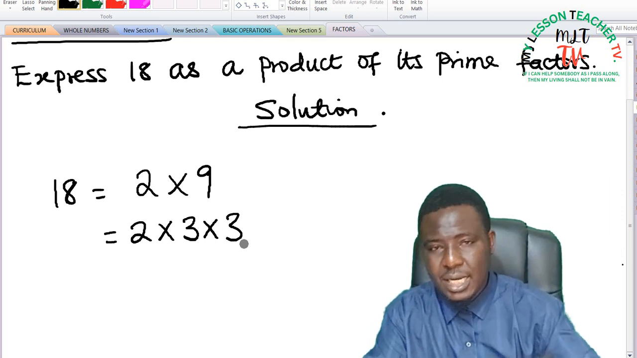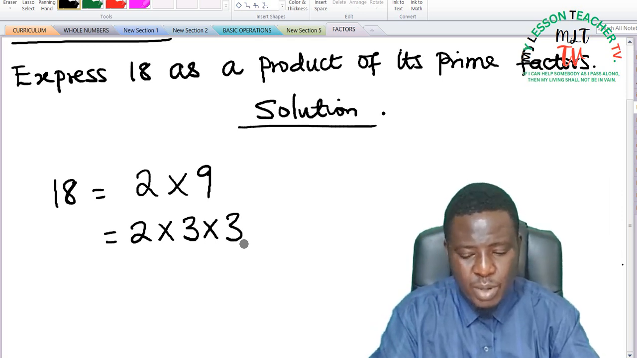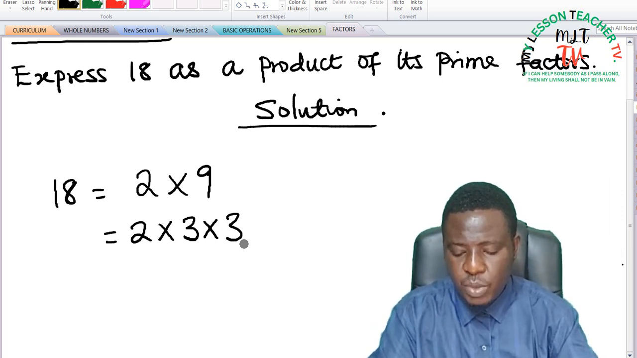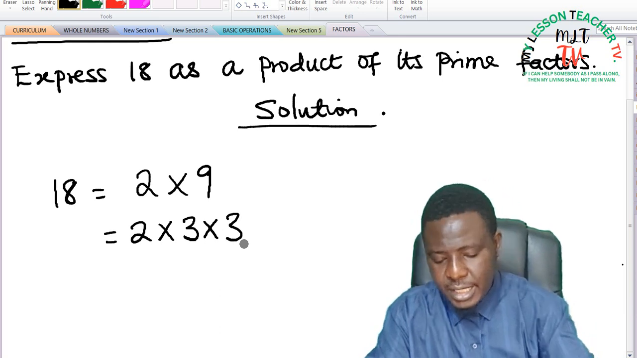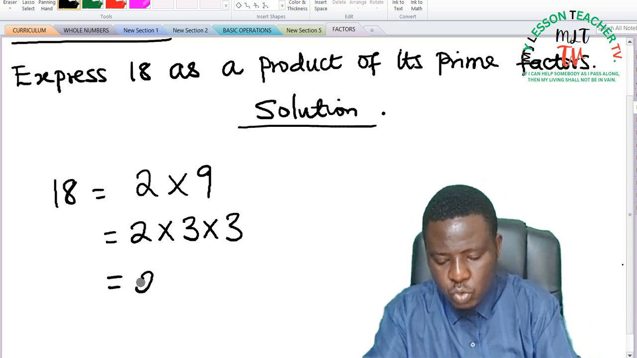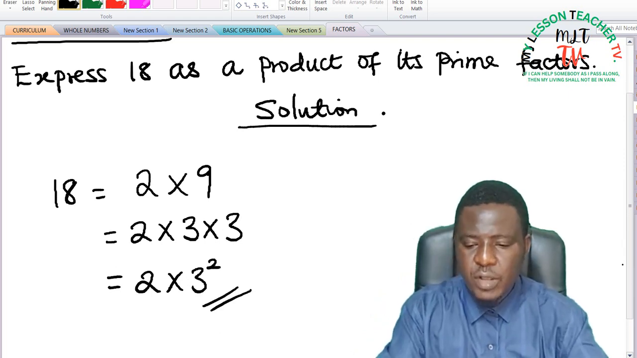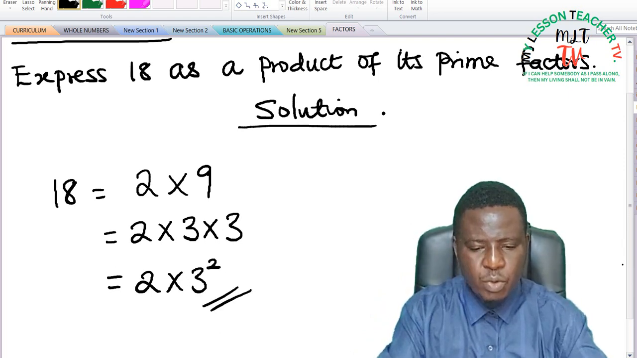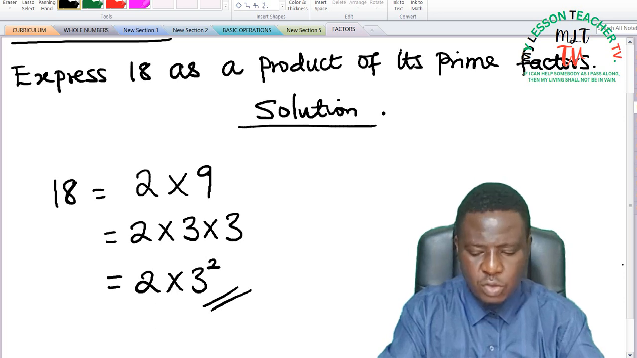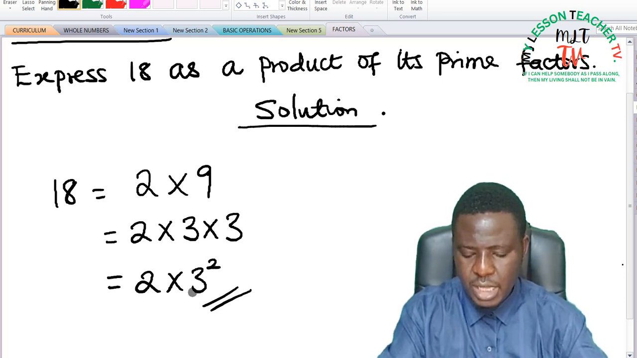So 18 written as a product of its prime factors is said to be 2 times 3 times 3, which is equal to 2 times 3 squared. So therefore, expressing 18 as a product of its prime factors is said to be 2 times 3 squared.